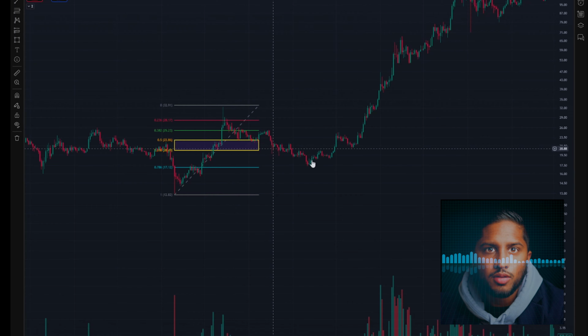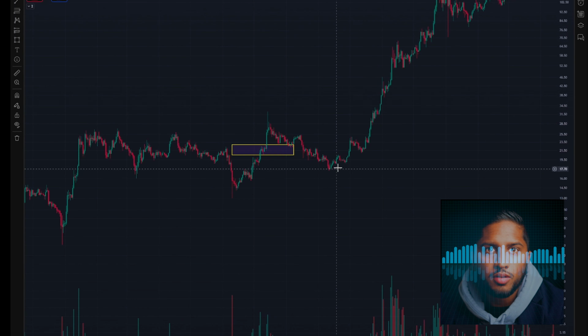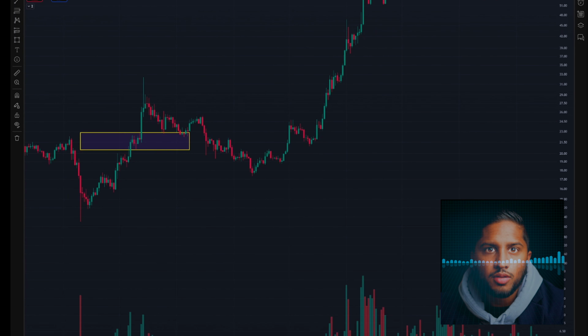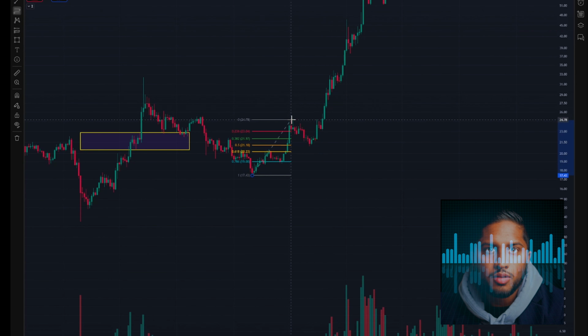Now we can go ahead and try it again. Let me go ahead and delete these drawings. And so now we see a pullback and we see this move right here. So say we're trading this move, we would have drawn our lines from that bottom wick to this top wick right there.